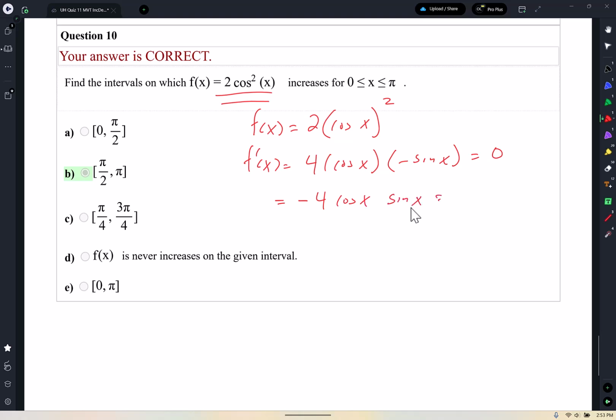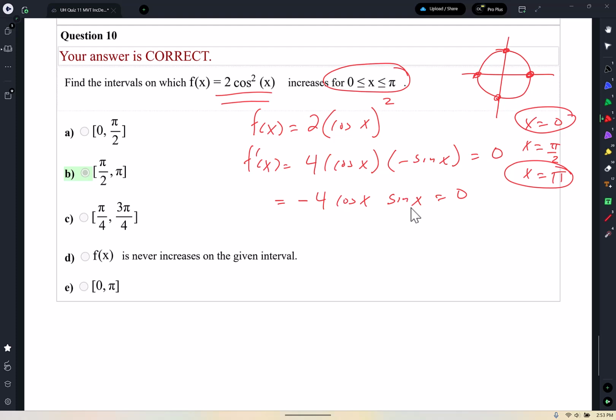Okay. The only time this is going to be 0, because I see a cosine x and I see a sine x, is at all these points on the unit circle. I'm only looking between 0 and pi. So x equals 0, x equals pi over 2, and x equals pi. But I know 0 and pi are endpoints. Because cosine x and sine x is a product. And cosine is 0 at pi over 2 and at 3 pi over 2. And sine is 0 at 0 and pi. See? So it's all these radians. x equals 0, pi over 2, pi.